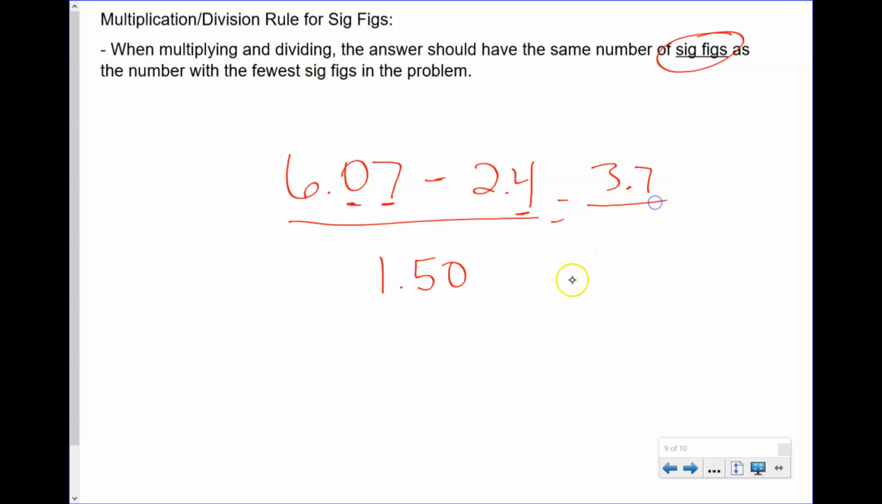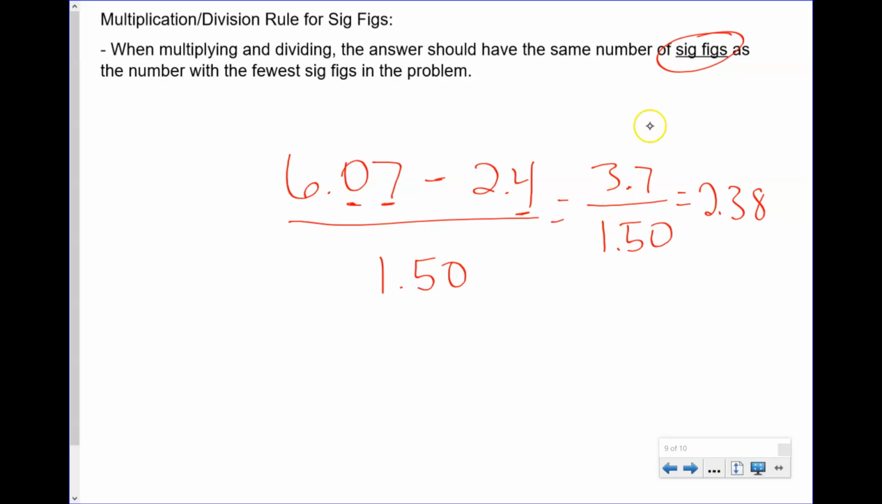So now I've got 3.7 divided by 1.50. So this is a division problem. So I divide 3.7 by 1.5, and that equals 2.38. Now here again, this is a division problem, so I have to look at the rules for sig figs for multiplication and division problems, which says the answer should have the same number of sig figs as the number with the fewest in the problem.